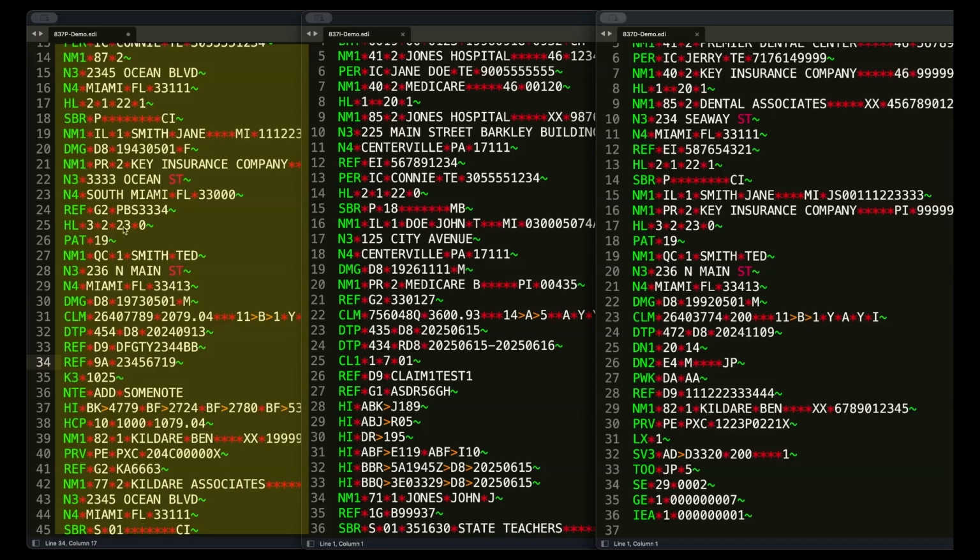Then the note segment is also here. HI segment with BK and BF qualifier you see here. It's for principal and other diagnoses respectively. Then the HCP segment, it's carrying the pricing information back to the payer from the repricer. Then you also see the rendering provider details here.